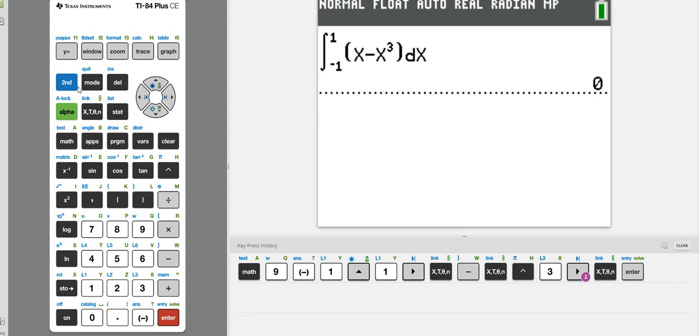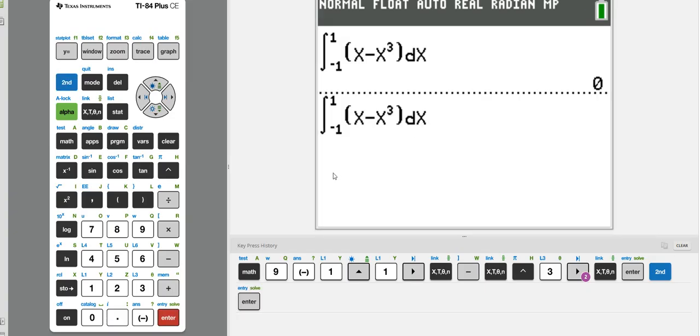So let's go back to our previous calculation. I'll hit the second key, then the enter key. That'll bring up my previous calculation. I need to multiply that by 2 and change one of the limits. So let's change that lower limit. I'll make that a 0.